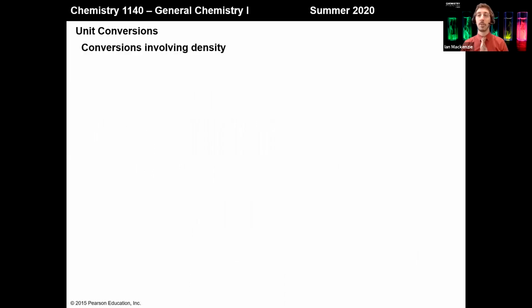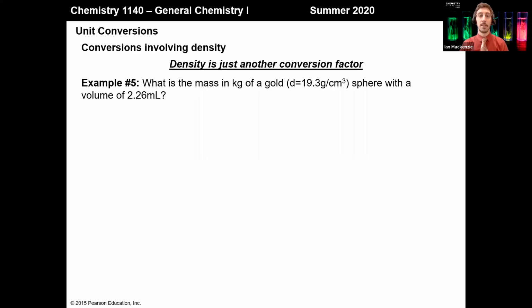Lastly, it's important to talk just briefly about conversions that involve density, because density itself is also just another conversion factor. Take, for example, this problem: what's the mass in kilograms of a gold sphere that has a volume of 2.26 milliliters? And I'm given the density here. Density is 19.3 grams per centimeter cubed.